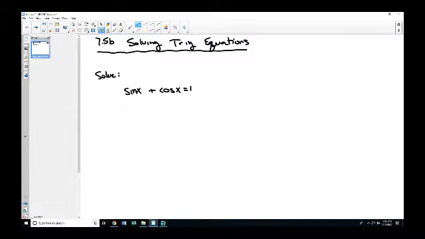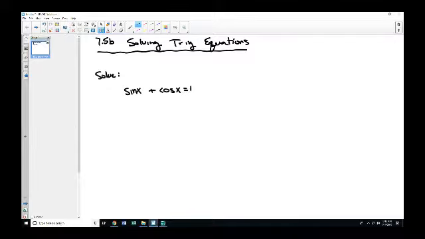Looked at some basic ones, right? And a medium hard one. There comes a time when you just have to think through unit circle values to get it to solve the problem. And this is one of those. So where is sine plus cosine equal 1?